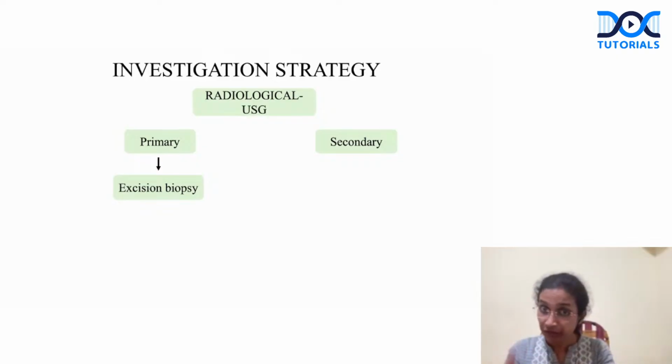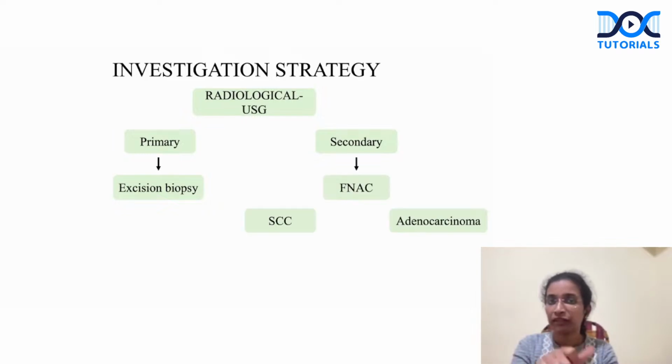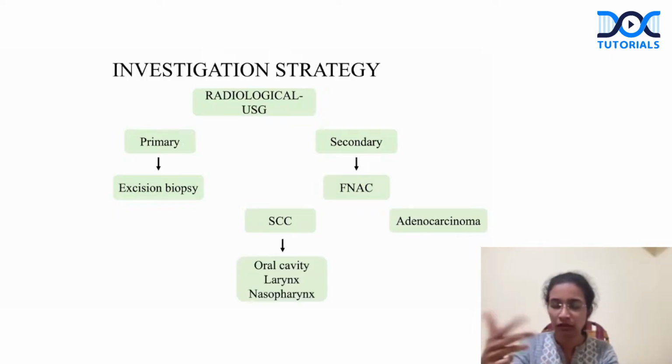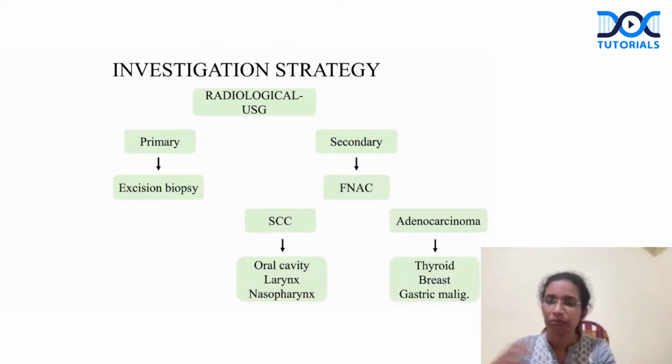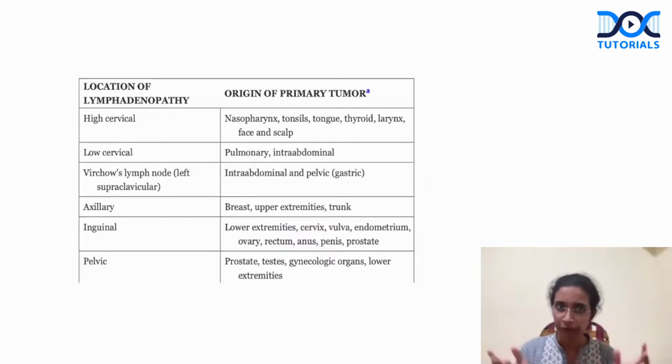But the invasive investigation that holds good for the secondary is FNAC. And from FNAC, you'll get to know whether it's squamous or adenocarcinoma. If it turns out to be squamous, then search for the primary in anatomical structures like the oral cavity, larynx, and nasopharynx. If it comes out as adenocarcinoma, then search for the primary in the thyroid, breast, or gastric malignancy. Yes, so this completes the overall approach.